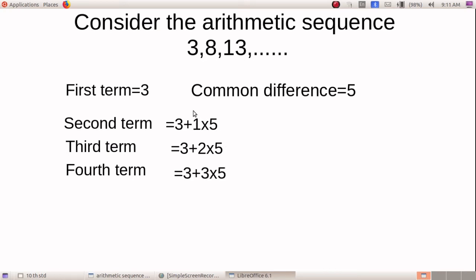Now we see a particular pattern here. All these terms contain 3, and the second term has one 5. In the third term, two 5s are added. In the fourth term, three 5s are added. Therefore, in the fifth term, four 5s are added. Then what will be the eighth term? With 3 we have to add seven 5s. Now my question: what will be its 10th term? In the fourth, three 5s are added; in the third, two 5s. Therefore, the 10th term will be 3 plus nine 5s. With the 3 we have to add nine 5s.